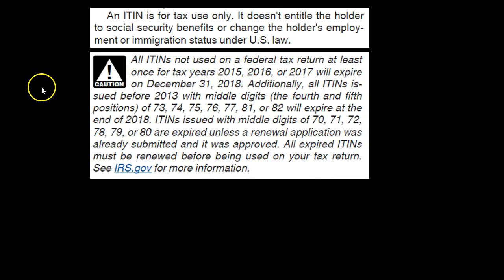It doesn't entitle the holder to Social Security benefits or change the holder's employment or immigration status under U.S. law. All ITINs not used on the federal tax return at least once for tax years 2015, 16, 17 will expire on December 31st, 2018. Additionally, all ITINs issued before 2013 with certain middle digits, the fourth and fifth position, I'll let you read those positions, will expire at the end of 2018.